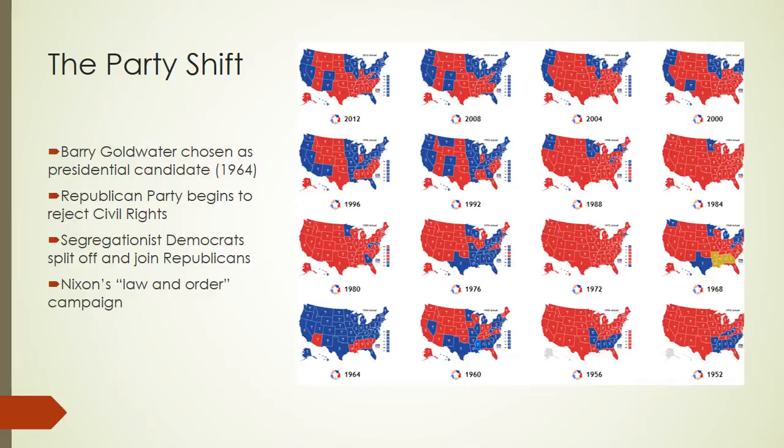Now you'll notice as you look at the illustration here that in 1964 there was just the beginning of the southern states turning to be solidly Republican. And then in 1968 there's that weird yellow bit, and that is because the segregationist governor of Alabama, George Wallace, was running for president on a segregationist ticket. The only time that happened in American history.